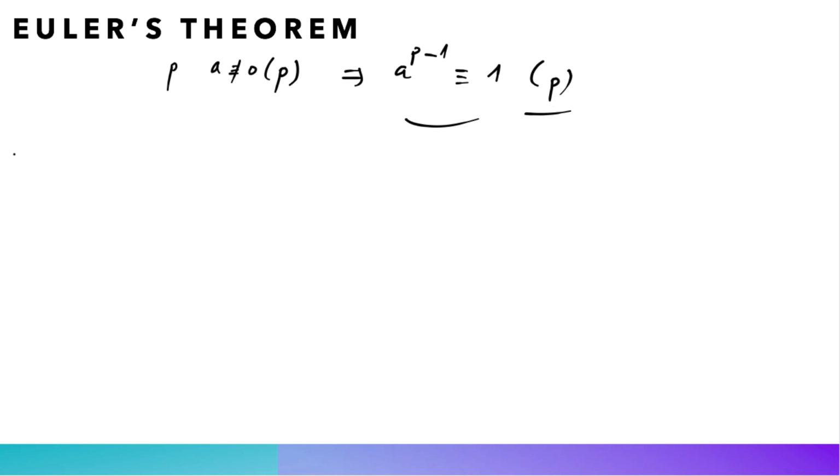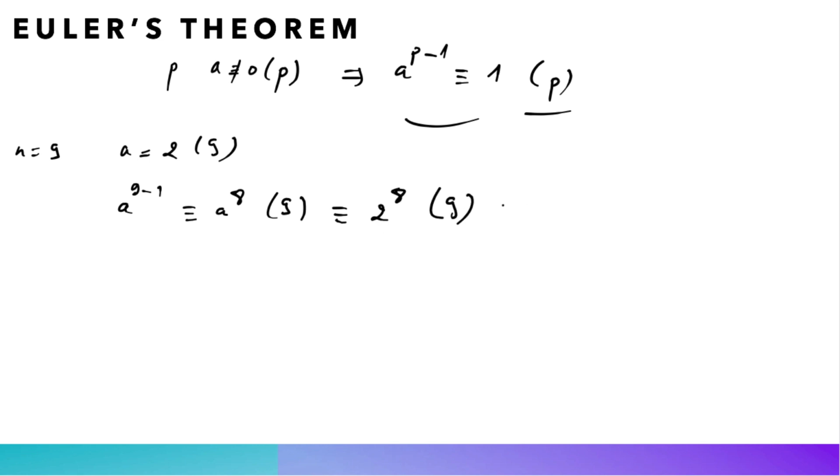If you take, for instance, n equal to 9 and a equal to 2 modulo 9, then a to the power 8, which is 9 minus 1, is congruent to 2 to the power 8 modulo 9. And 2 to the power 8 is actually 256, which is congruent to 4 mod 9, and 4 modulo 9 is different, as you can see, from 1 modulo 9. Thus, we see here that if p is not a prime number, Fermat's little theorem does not hold anymore, and we will have to investigate more of the patterns that happen modulo 9 to understand what's going on.